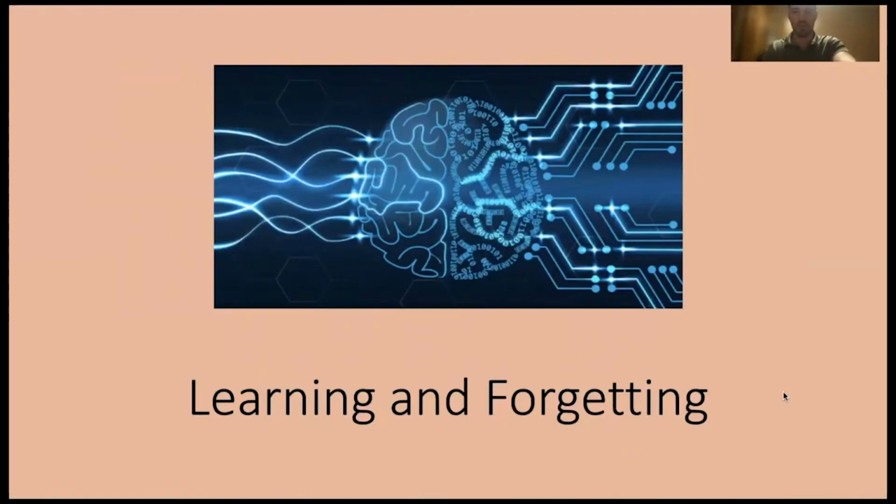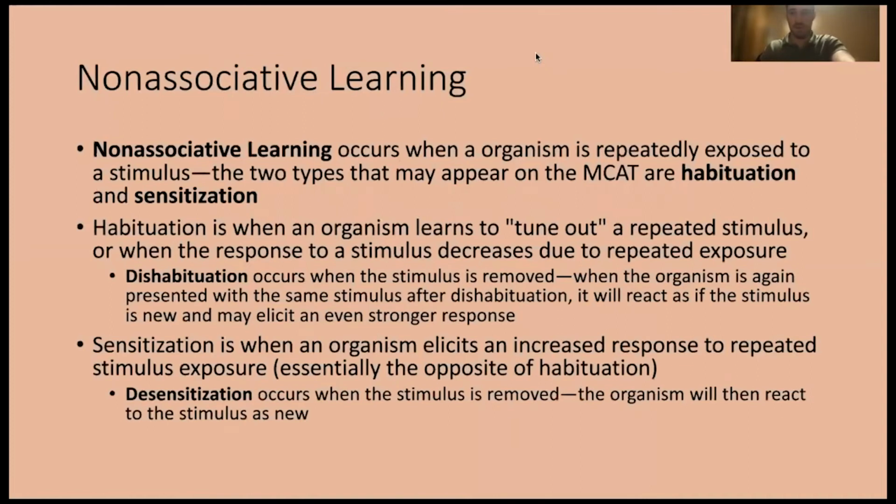Okay, so the next topic we're going to talk about is learning and forgetting. And the first type of learning we will talk about is non-associative learning, which is not super high yield, but it's pretty easy. So I definitely think you should know it for the MCAT.